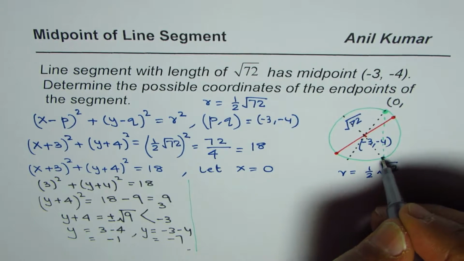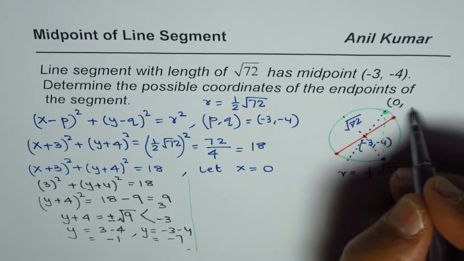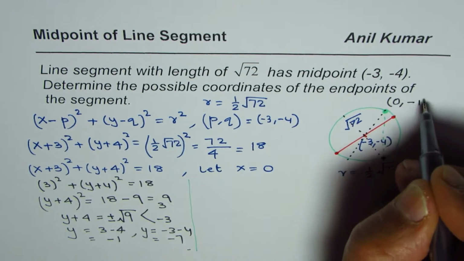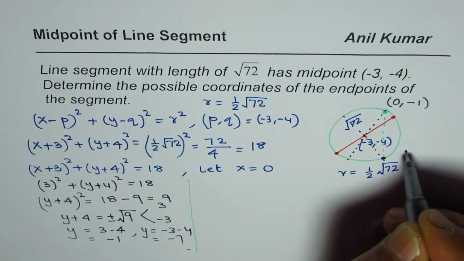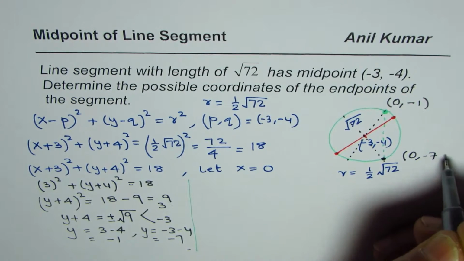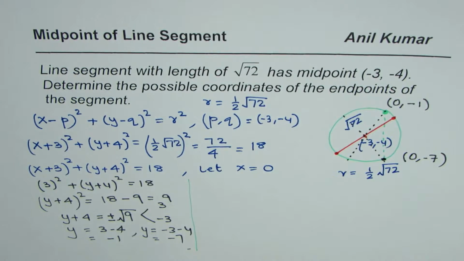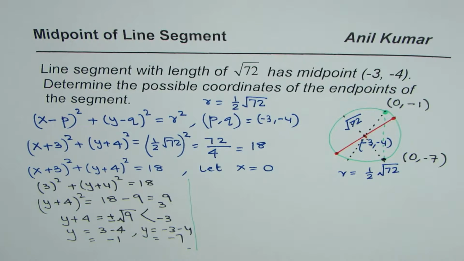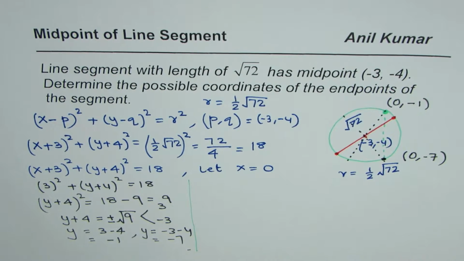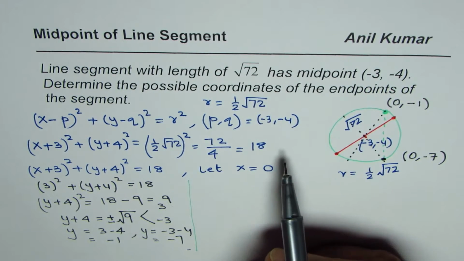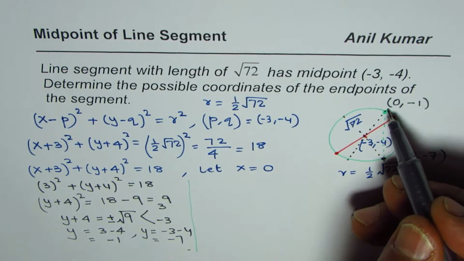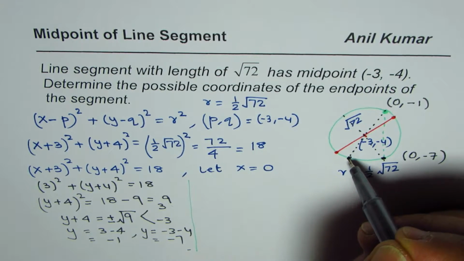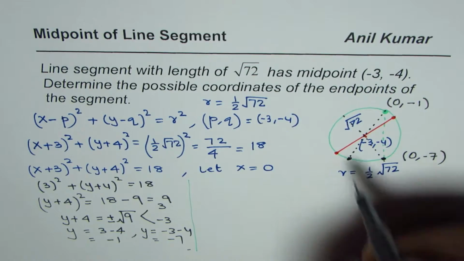So we get 2 points here. One of them is 0, minus 1, and this point will be 0, minus 7, right? So these are 2 points on this particular circle. Now to find the other points, we can work with the first point and then find the other point of the diameter. That's the whole idea, right?